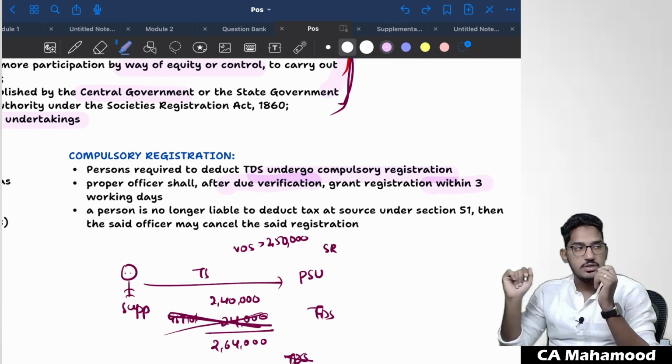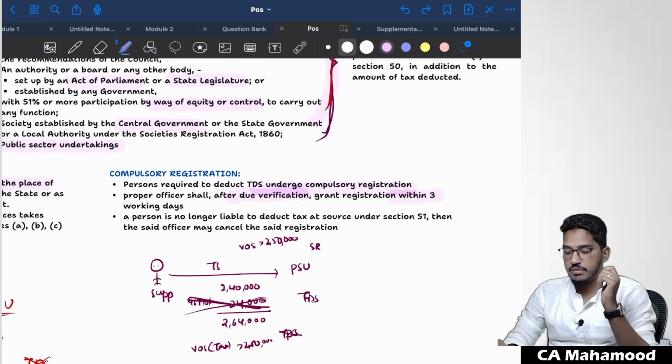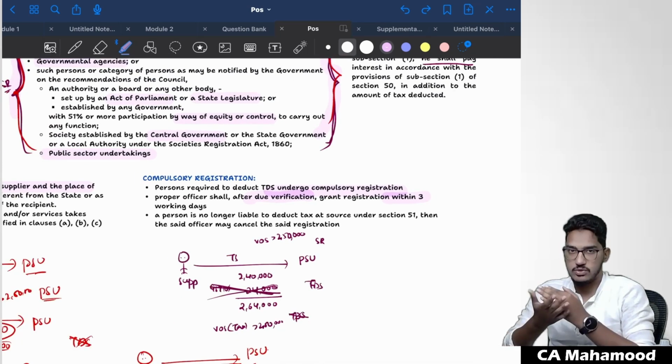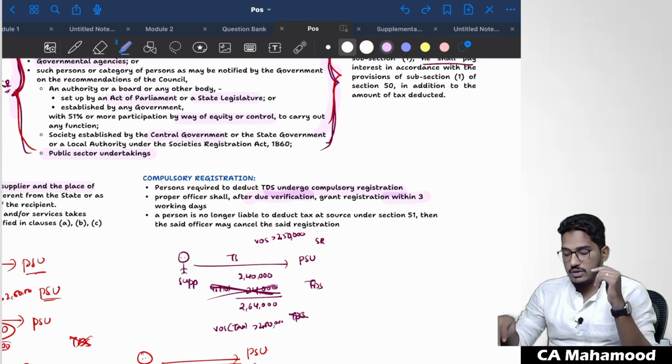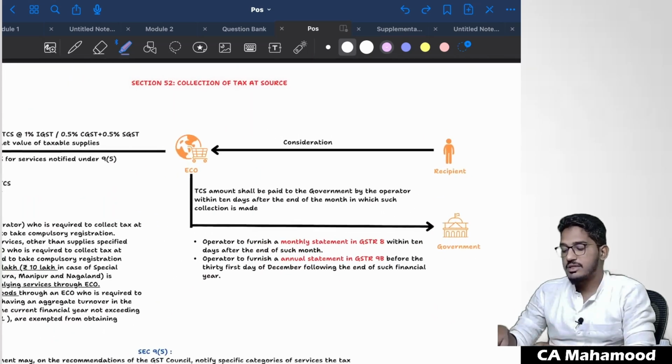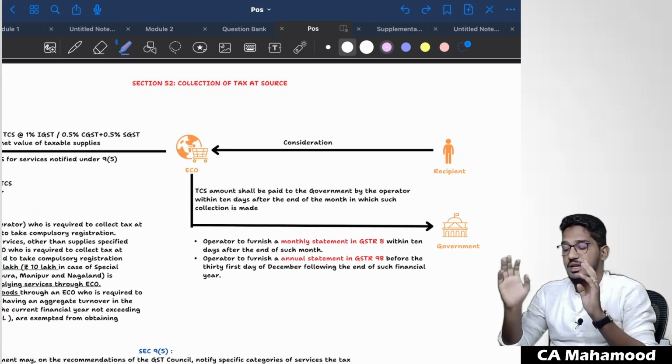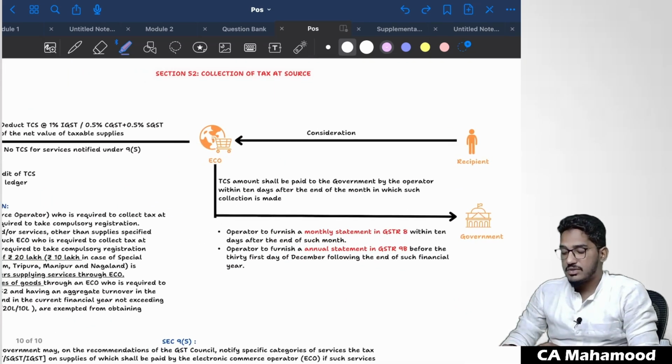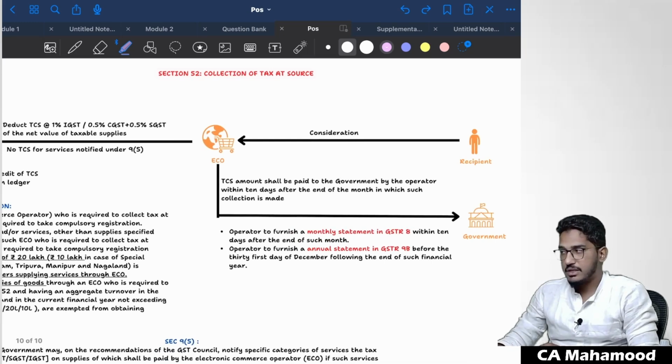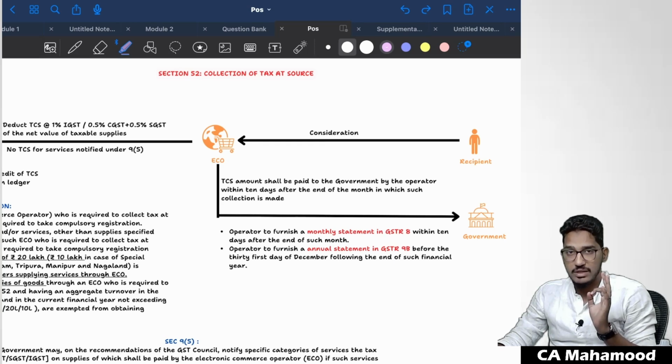Clear, everybody? So these are the provisions of section number 51. So with this, we are successfully done with the TDS concept. But this chapter is not over. In this chapter, there is one more concept which we have to discuss, which is TCS, collection of tax at source. Let us try to revise that also. If we complete that TCS, the entire chapter will get over. Okay, so shall we have a look at the TCS provisions? Let us have a look at it.